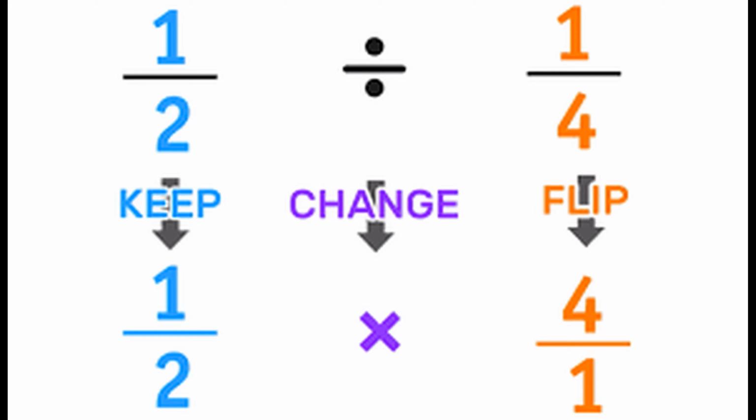And then there is dividing. Dividing is kind of harder. It's the opposite of multiplication, but most people use the keep, change, flip strategy.